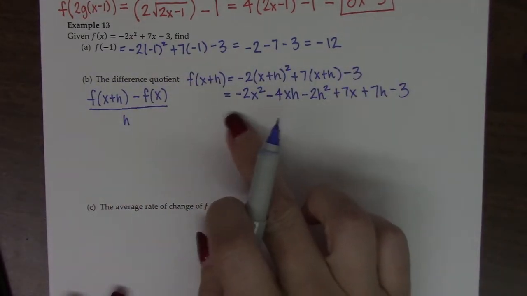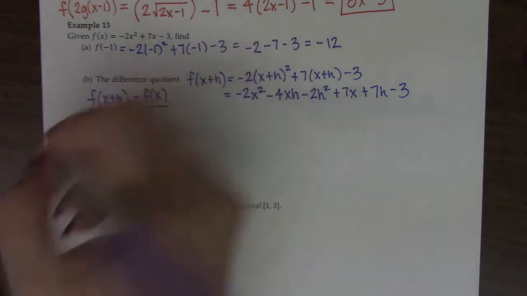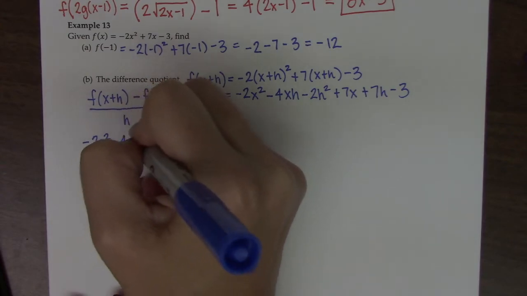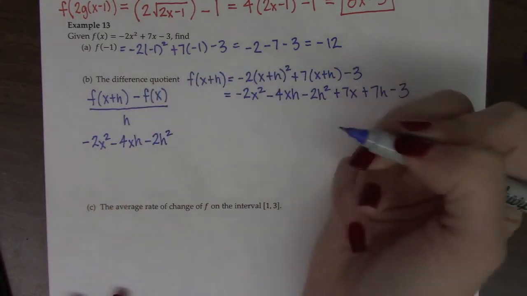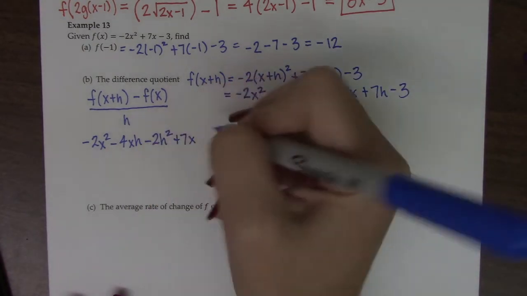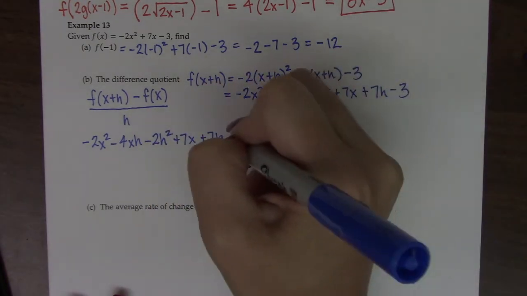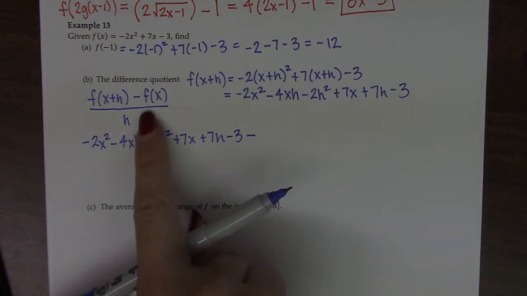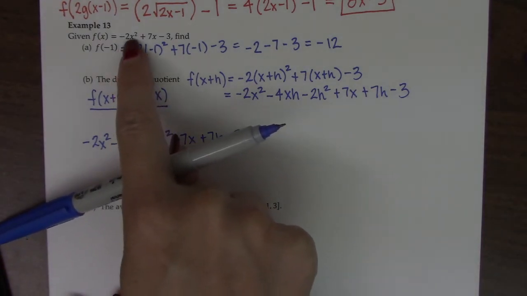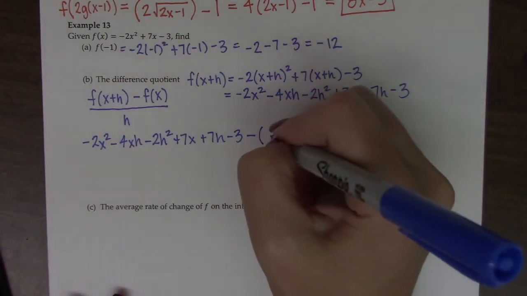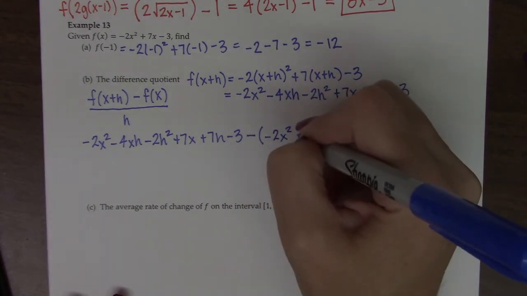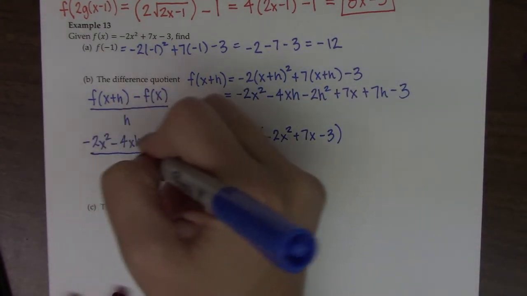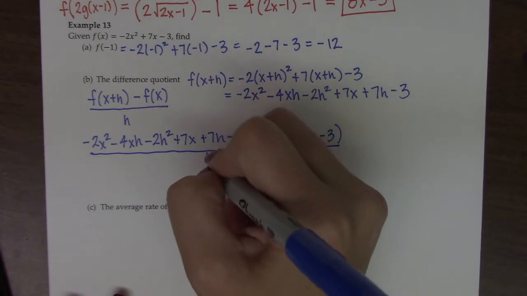So the first thing I'm going to do is take this, right, and plug it in for this. So I'm just going to rewrite it. So negative 2x squared minus 4xh minus 2h squared plus 7x plus 7h minus 3. And then this is very important. We're subtracting f of x. F of x is not one thing. It is an expression of things. So I need to make sure I put parentheses here because I have to distribute that negative sign across everything. And all of this is over h.